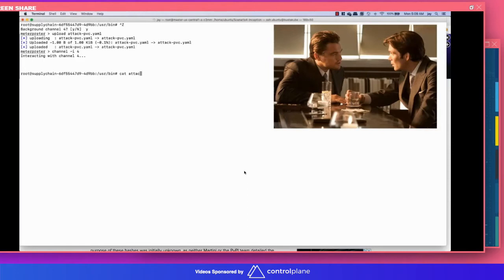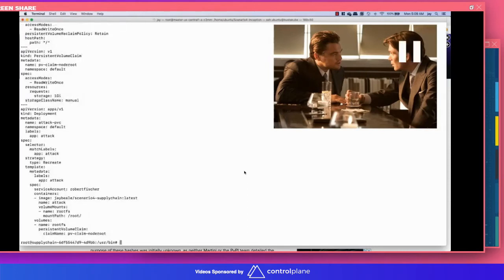So I'm basically going to create a deployment. I'm going to deploy a pod, and this pod is going to mount a volume, but that volume is going to be from the node's file system. And the reason that's going to work is it turns out there's another way of mounting the host's file system.